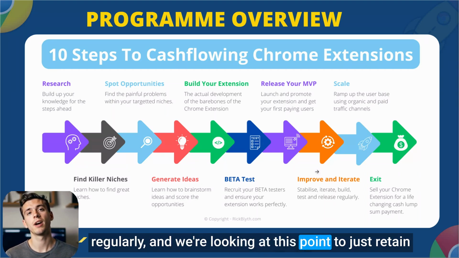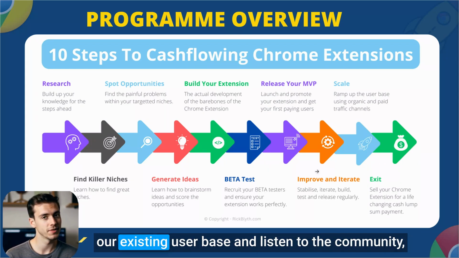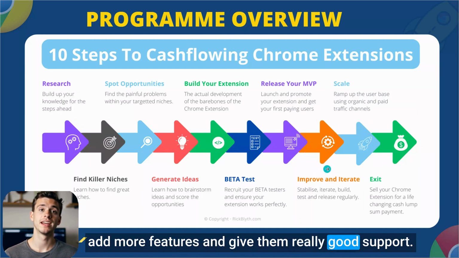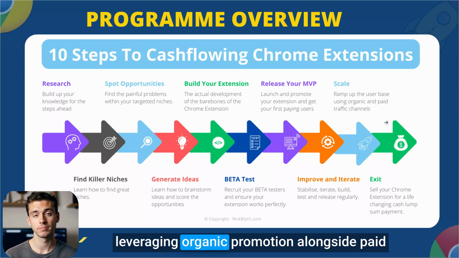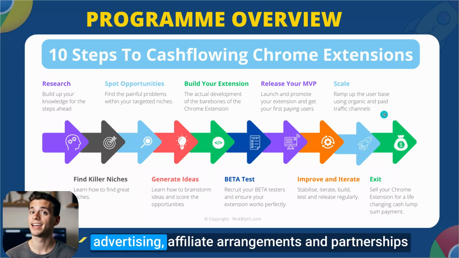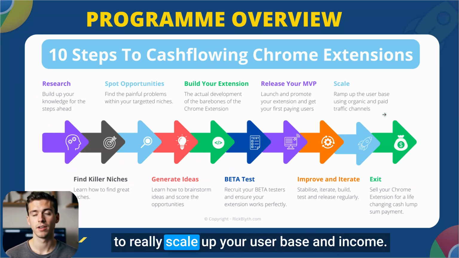And we're looking at this point to just retain our users, minimize churn, and really just engage with our existing user base and listen to the community, add more features and give them really good support. Next up, we're going to be scaling up our user base, leveraging organic promotion alongside paid advertising, affiliate arrangements and partnerships to really scale up your user base and income.